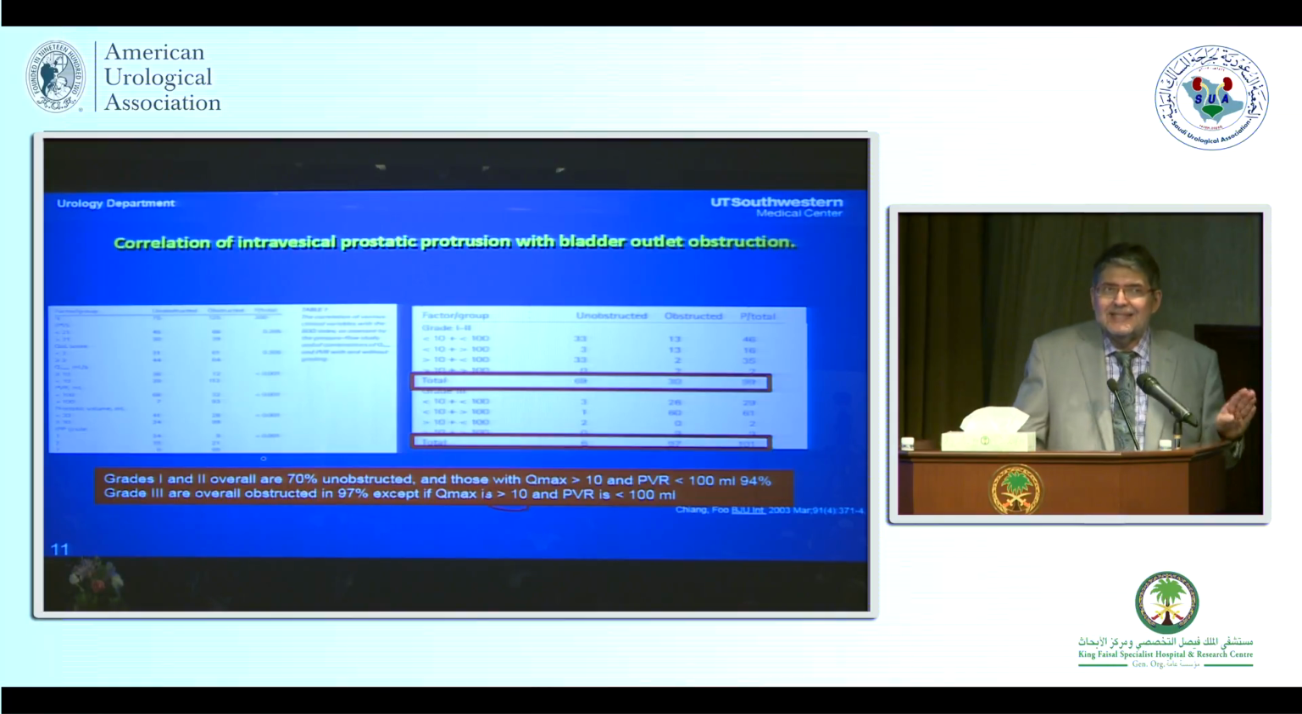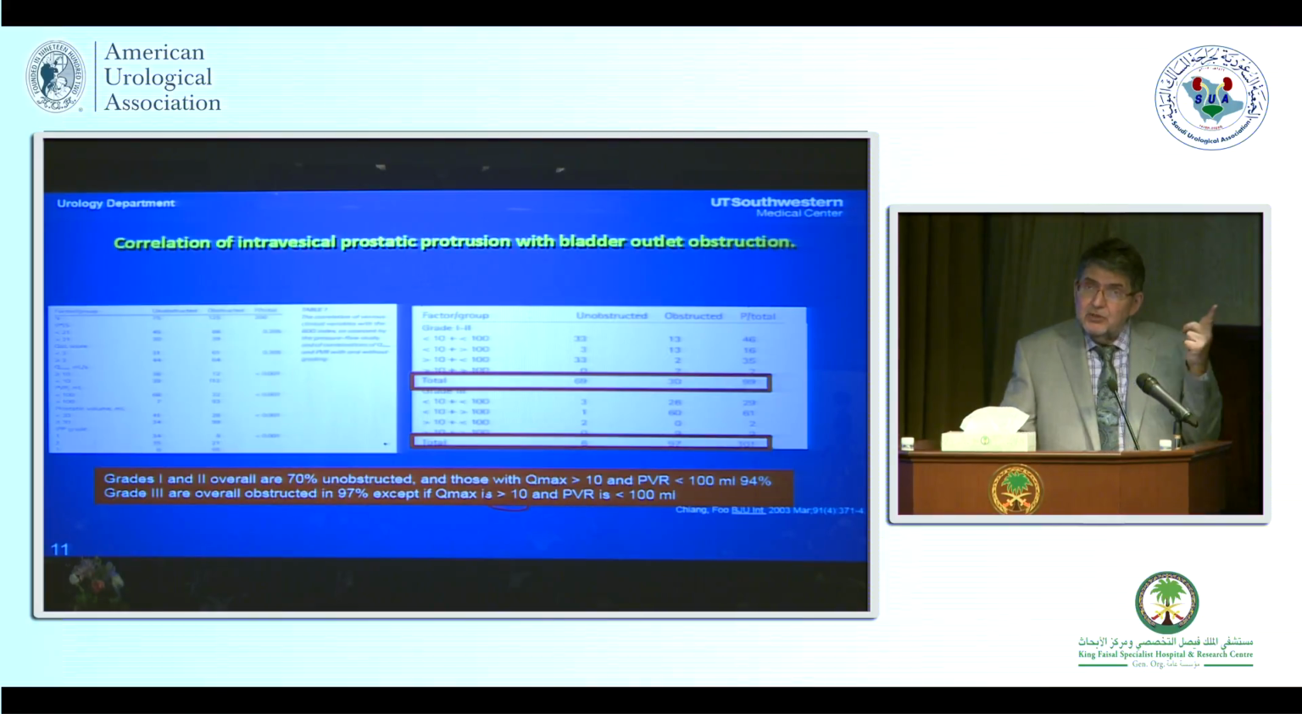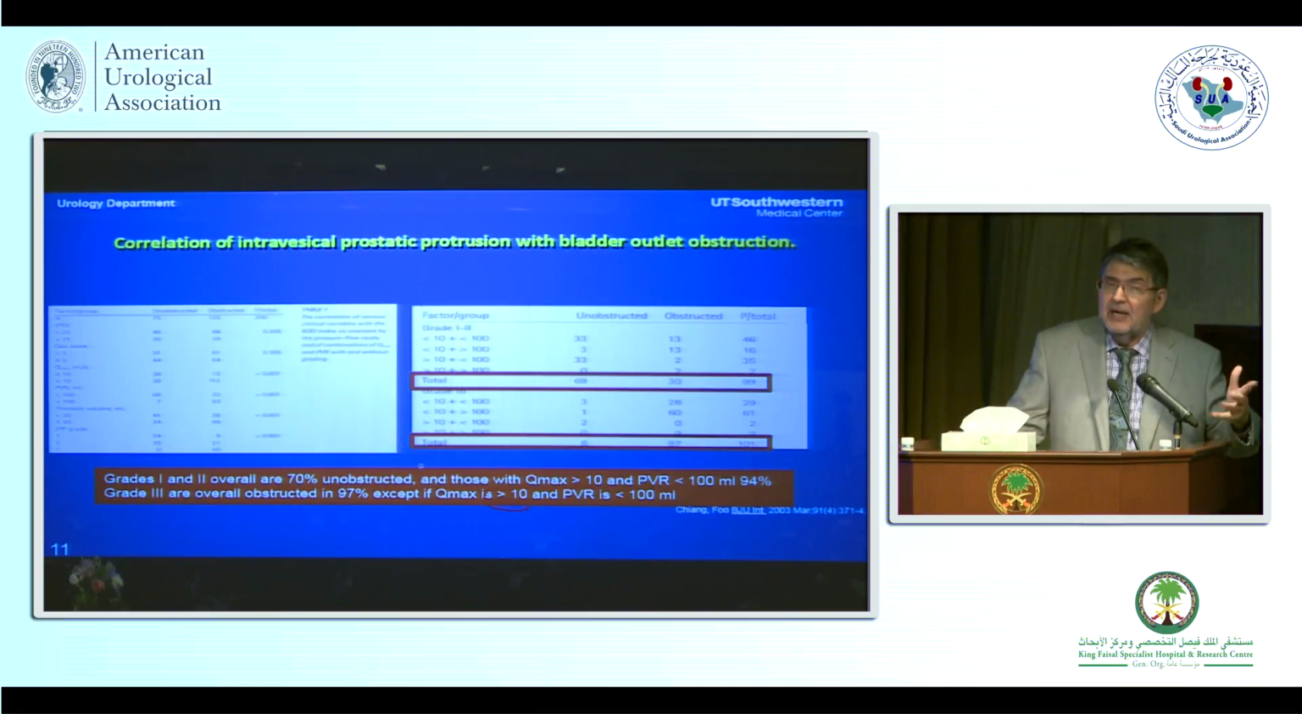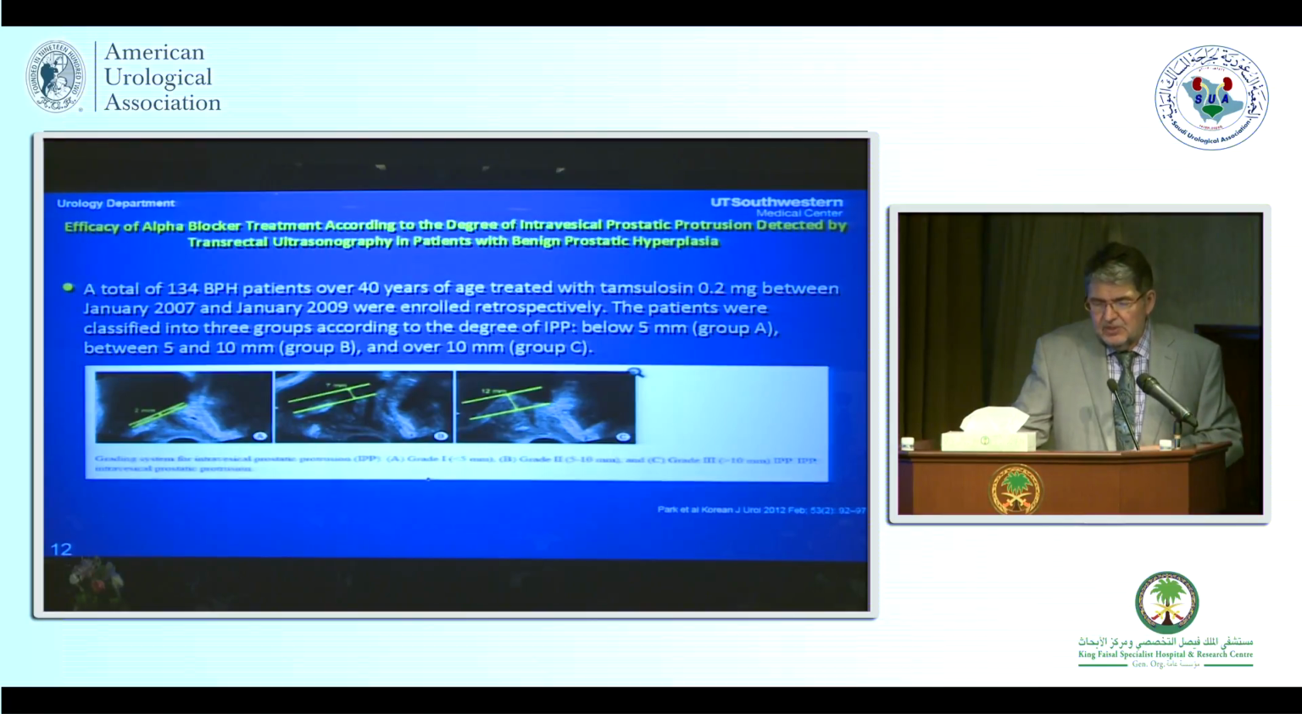So it correlates with baseline obstruction measured by invasive urodynamics. Remember, I showed you the slide from the AUA about this parameter with prostate volume and flow rate. Well, Dr. Fu uses the IPP and comes to a very similar conclusion. This shows the fact that alpha blocker response is dependent on the degree of the intravesical protrusion.